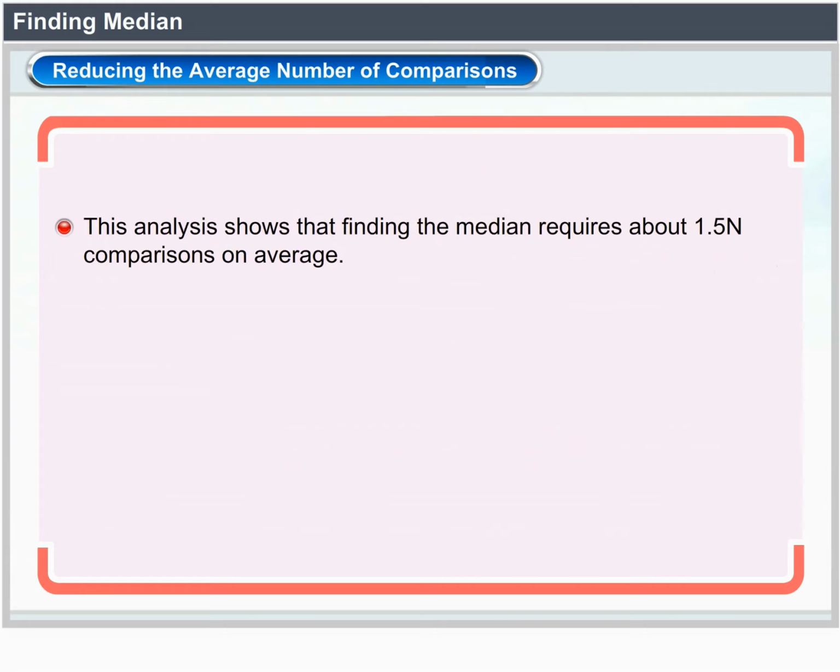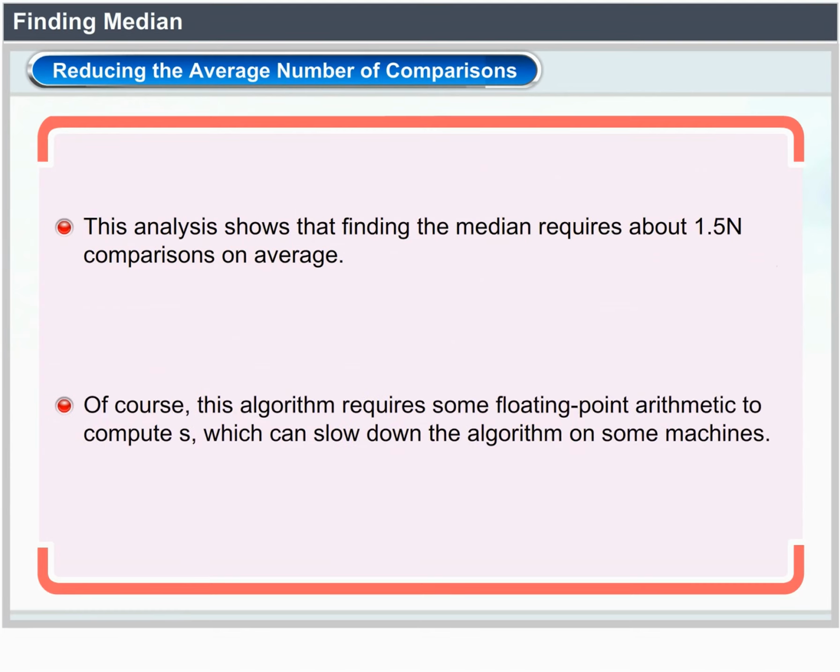This analysis shows that finding the median requires about 1.5n comparisons on average. Of course, this algorithm requires some floating point arithmetic to compute s, which can slow down the algorithm on some machines.